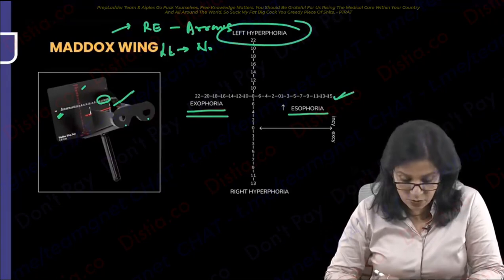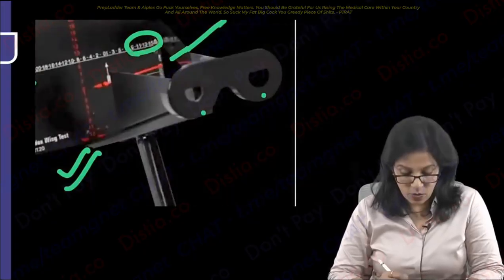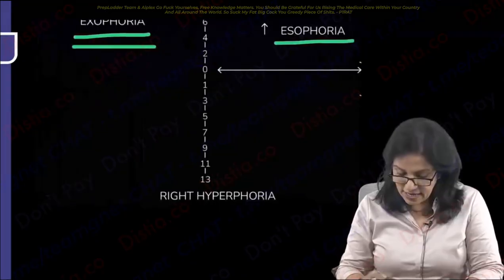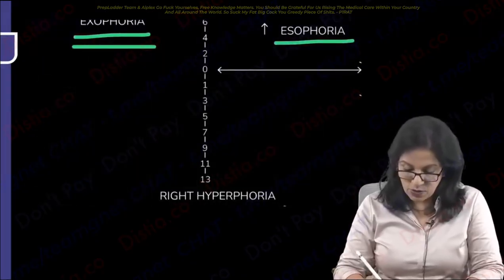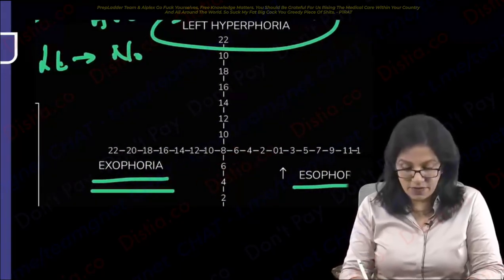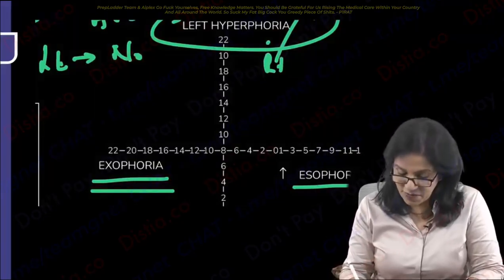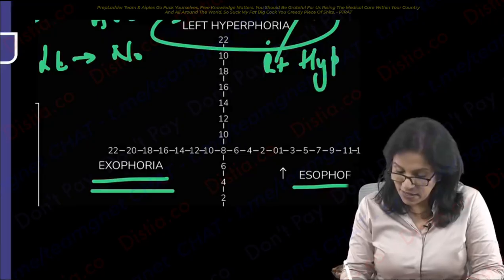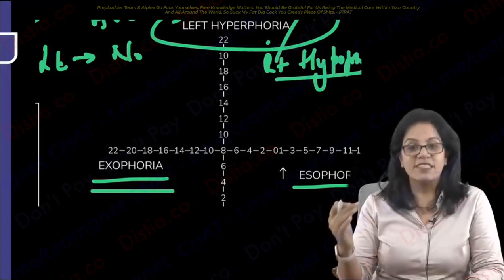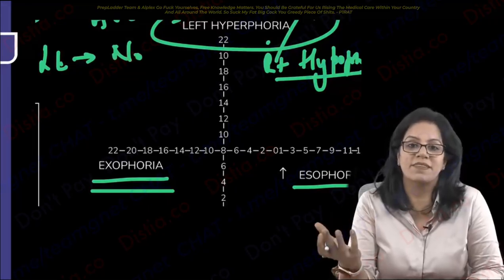But if the red arrow is pointed on lower numbers, lower numbers means the right eye is up. So it is saying it is right hyperphoria. So the lower numbers, right hyper; upper numbers, that is why we say left hyper, but it means right hypo. You can write it here so that you don't get confused. Initially when I was a student, I used to get confused: where has this left eye come from? So right hyper means left hypo, right hypo means left hyper.